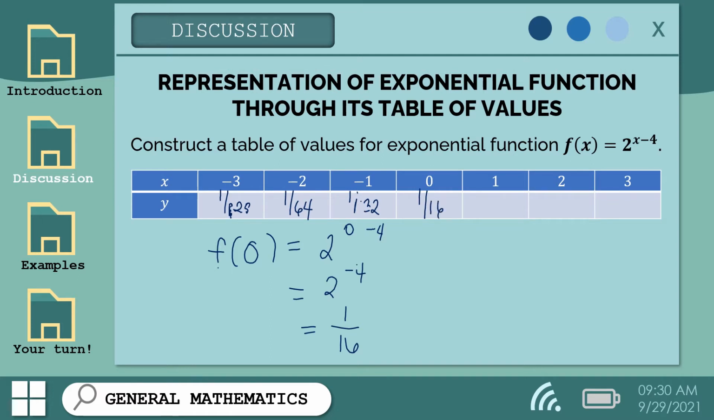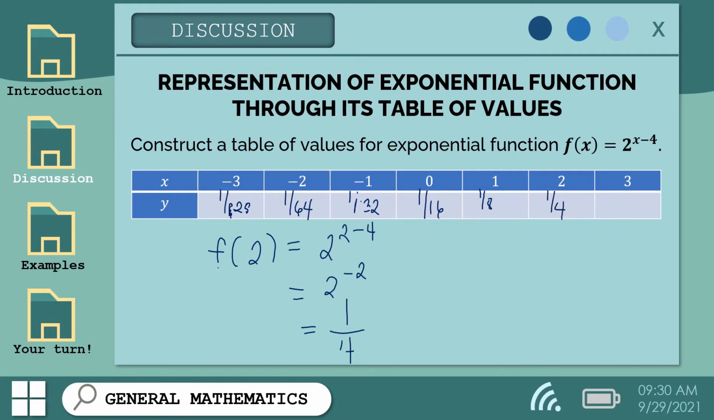Next naman is 1. Pag 1 naman, so 1 minus 4 na po yun. So, ibig sabihin, 2 raised to negative 3. At ang 2 raised to negative 3 is 1/8. Then, next naman is kapag 2 daw. Kapag 2 naman, 2 minus 4 naman po siya. So, ibig sabihin, that is 2 raised to negative 2. At ang 2 raised to negative 2 is 1/4 naman.